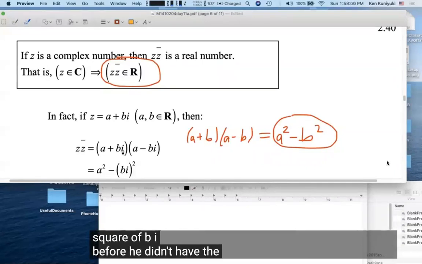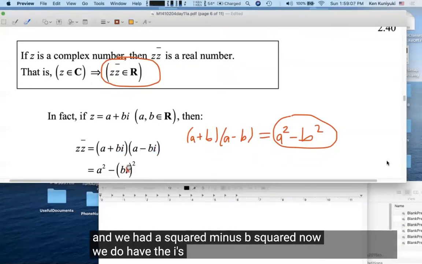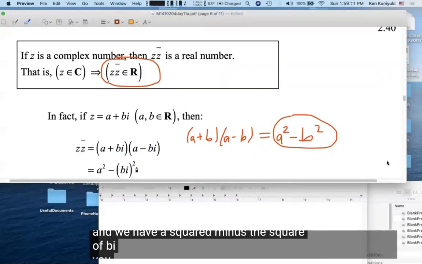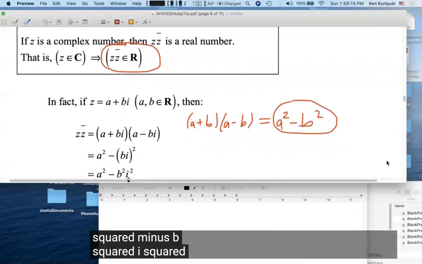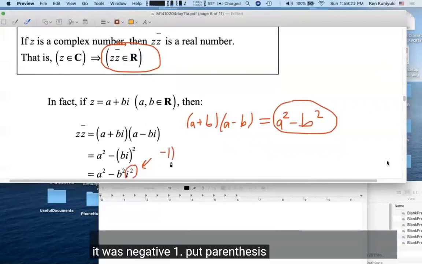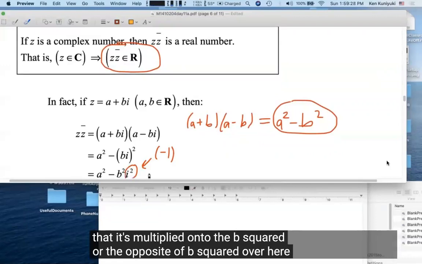Before we didn't have the i's, and we had a squared minus b squared. Now we do have the i's, and we have a squared minus the square of bi. You share the square here, and you get a squared minus b squared i squared. What was i squared? It was -1. Put parentheses here to remember that it's multiplied onto the b squared, or the opposite of b squared, over here.